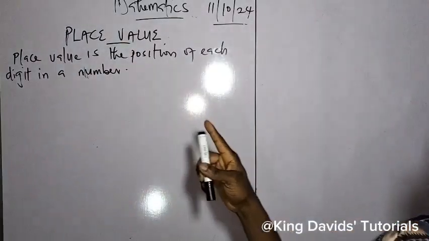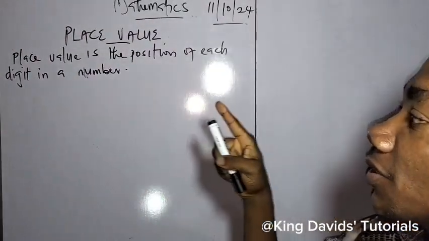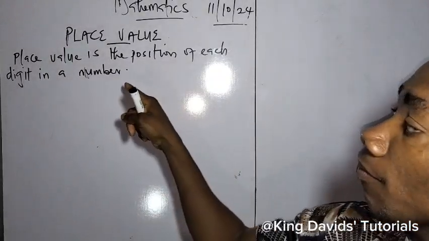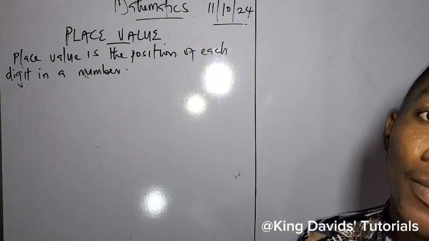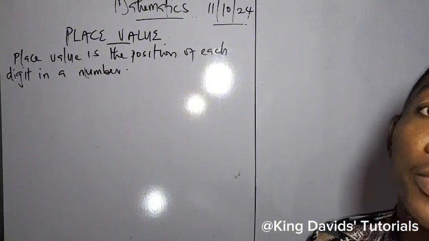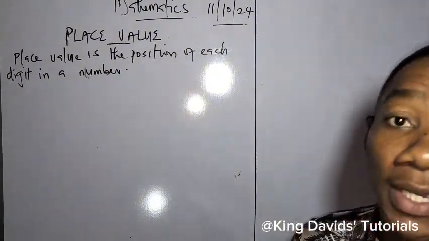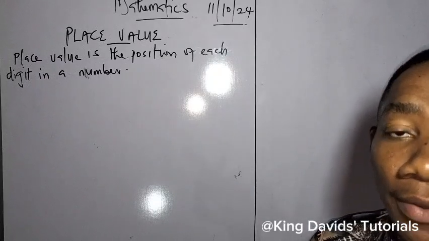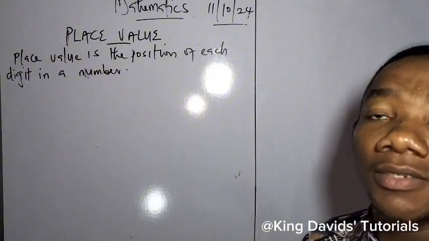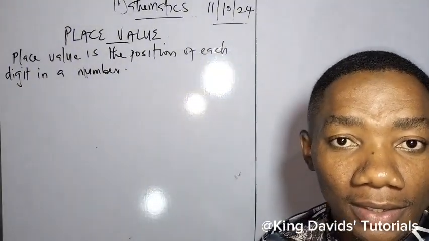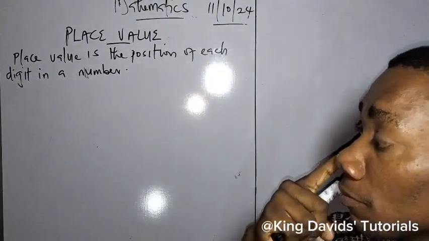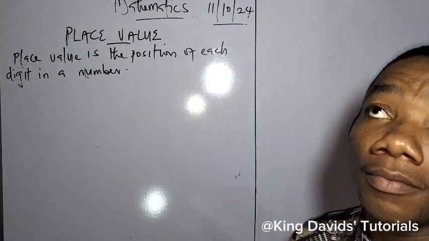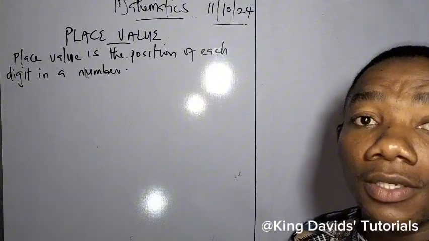On the board, place value is the position of each digit in a number. Now, what is a number? A number is a value used in mathematics to represent quantity. A value used in mathematics to represent quantity is what? Number. Now let's look at some examples of place values of digits in a number.